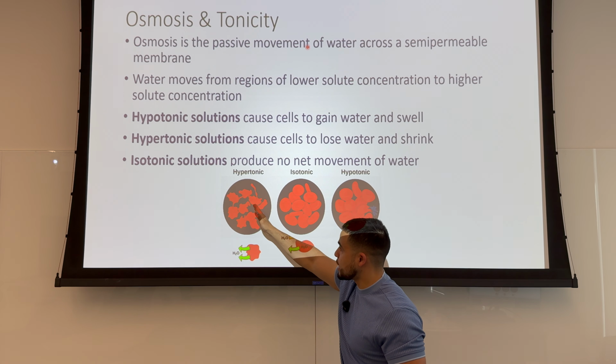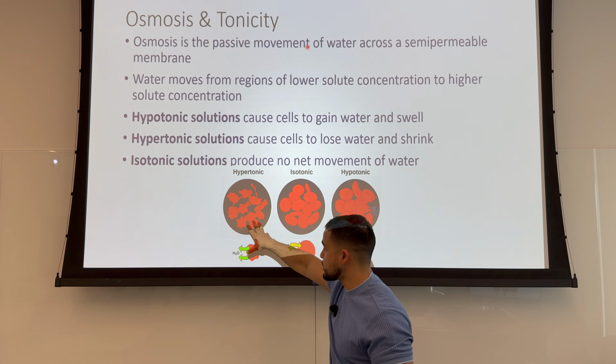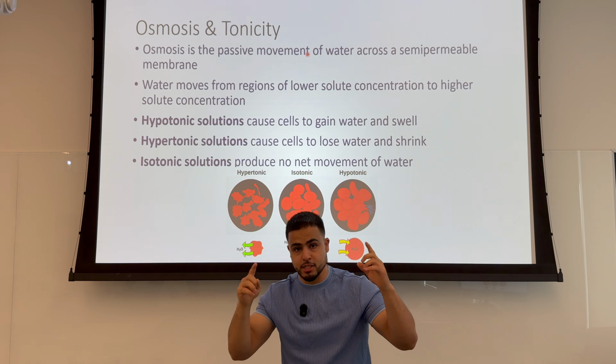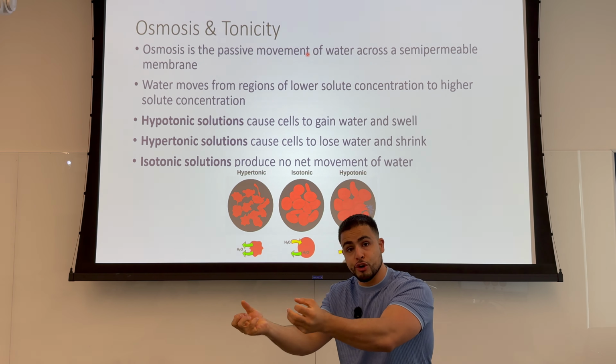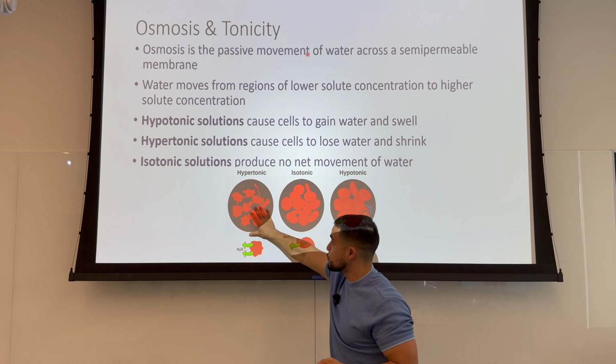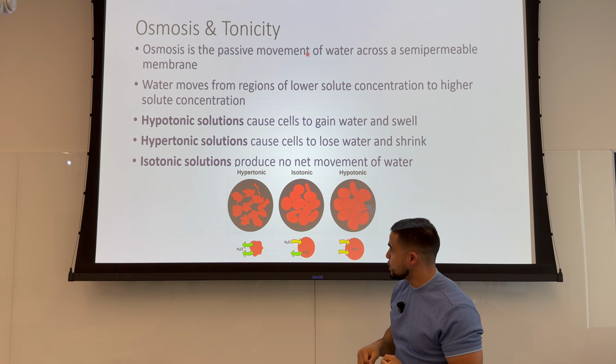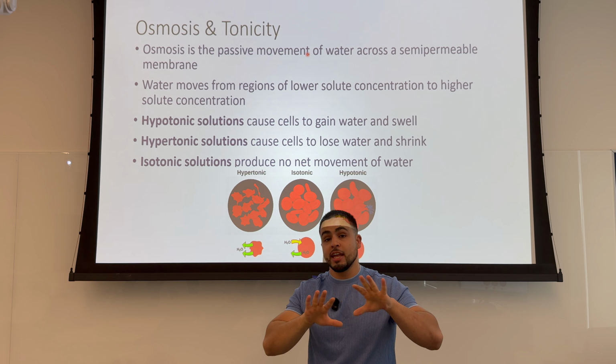So you have a hypertonic solution. When you put a cell in a hypertonic solution, what's going to happen is the outside solution has higher solute concentration. So it's going to want to suck the water out of the cell, and the cell is going to shrink.